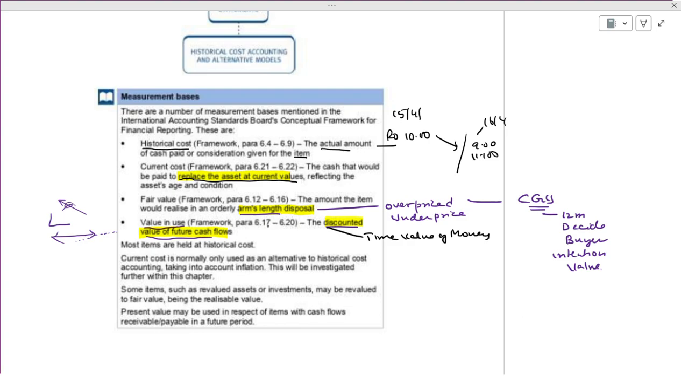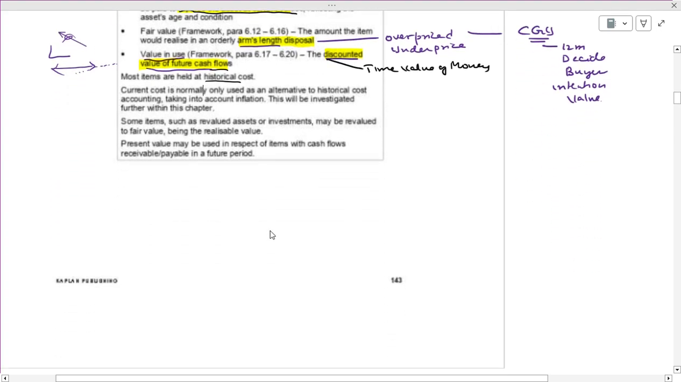That is the reason we are talking in terms of fair value, of time value of my future cash flows. We have done, maybe you have done in your bachelor's, that most items are held at historical cost. Fine, that much is enough for us.